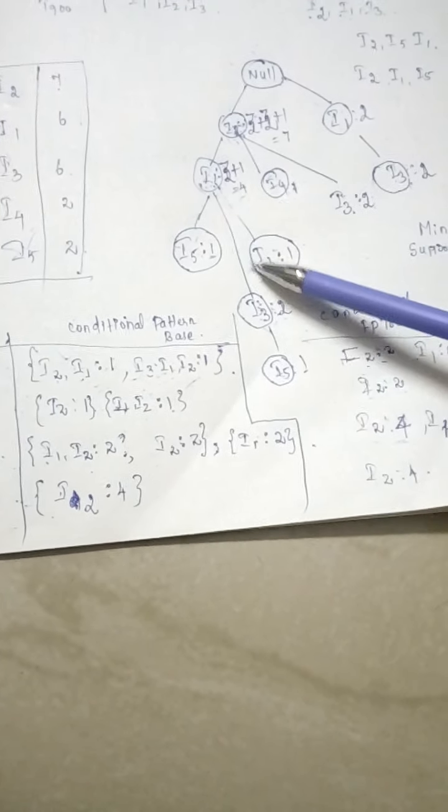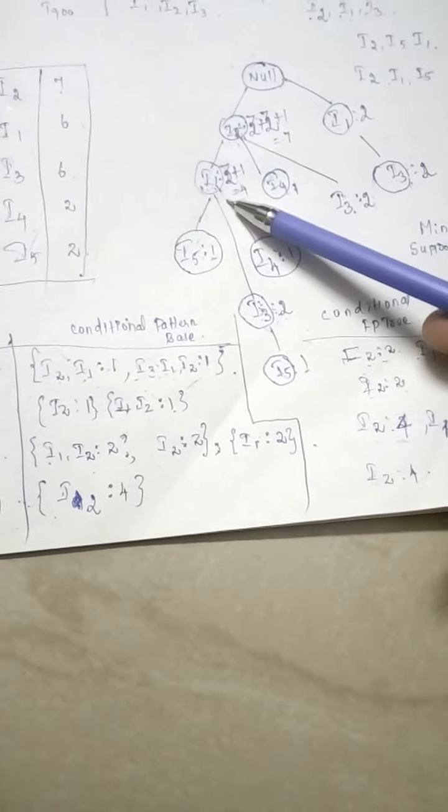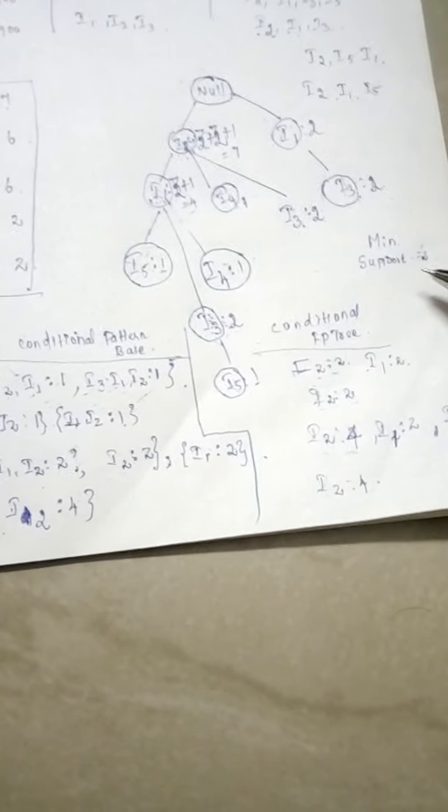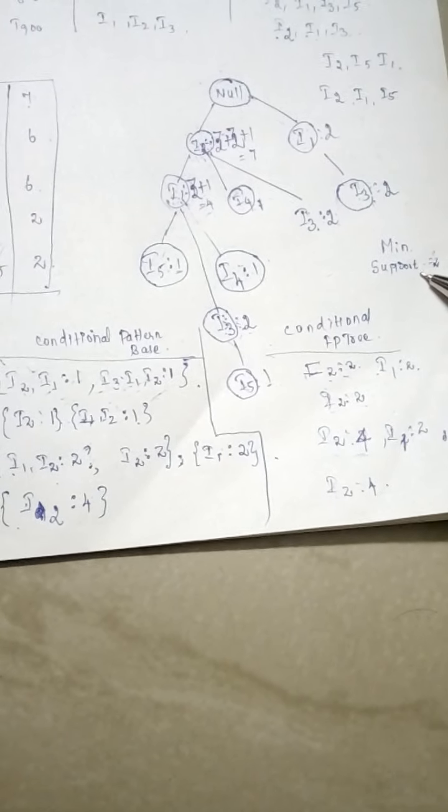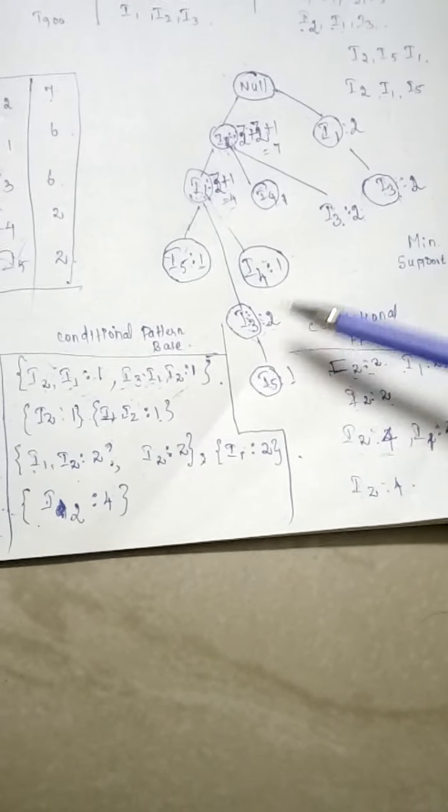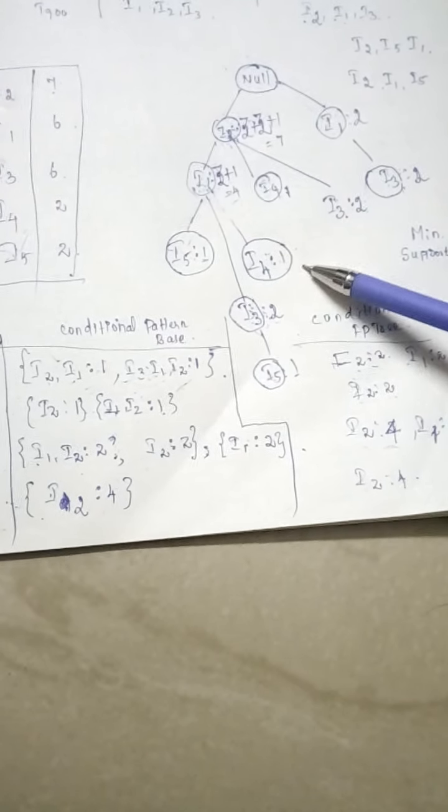If you take I4 association with I1, it is associated with I1 only one time, but our minimum support count given here is 2. So we can eliminate this combination, that is I4 association with I1.